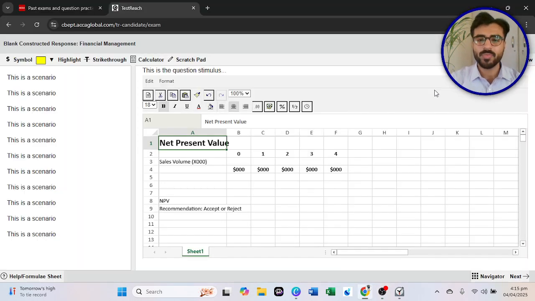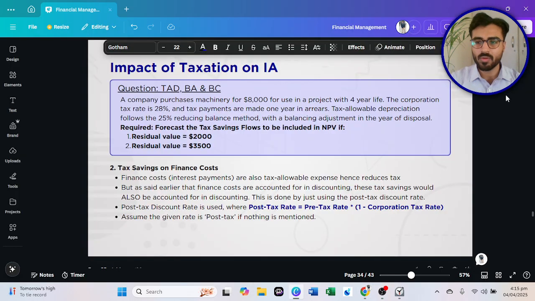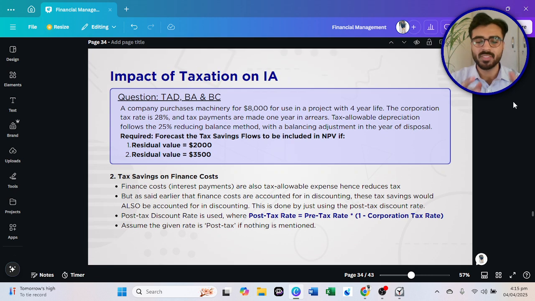Welcome to another video. This video is about solving a question related to tax allowable depreciation. We discussed the concept of tax allowable depreciation in our previous video. Now I'm going to show you how to calculate the tax allowable depreciation each year and how to calculate the associated tax savings flows that will finally be included in your NPV calculation.